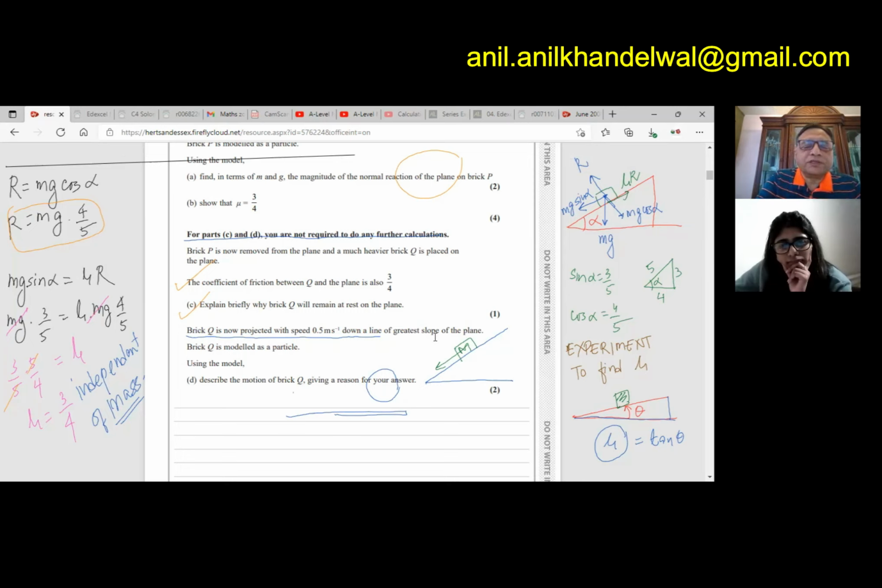Now, in the question, we are saying that brick Q is projected with a speed. So speed is constant, right? So it is saying a constant speed of 0.5 meters per second. Is it clear to you? Yeah. So since it is moving with a constant speed, it means rate of change of speed is zero, right?